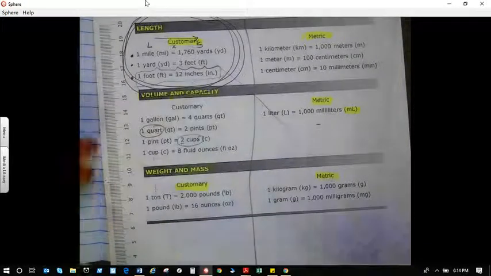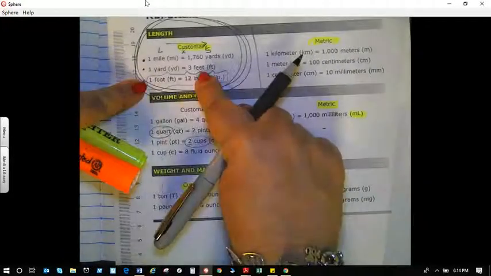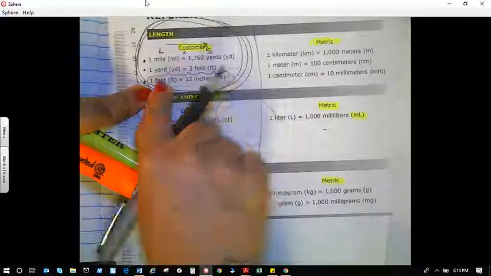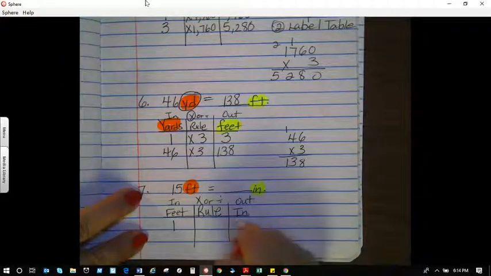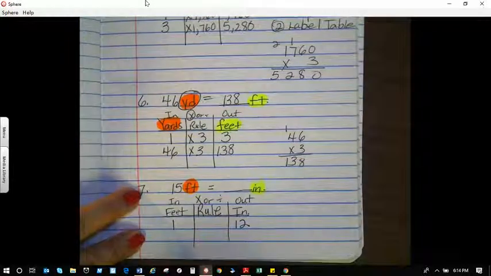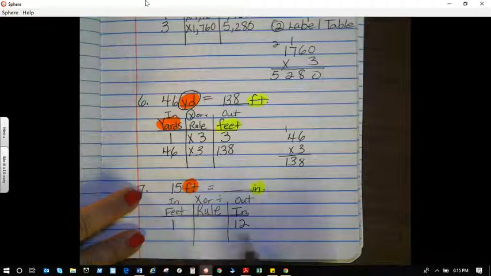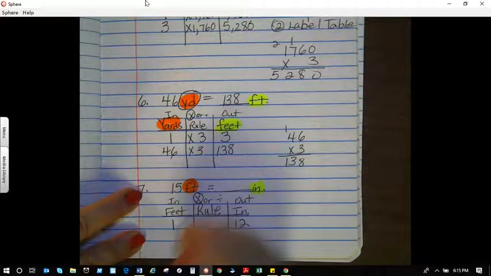And I'm looking. Well, this is miles to yards. Don't need that. Yards to feet. Nope, don't need that. Oh, 1 foot is equal to 12 inches. That's what I need. So I'm moving it over here. 1 foot equals 12 inches. What's my rule? To get from 1 to 12, well, I had to multiply. 1 times 12 equals 12.